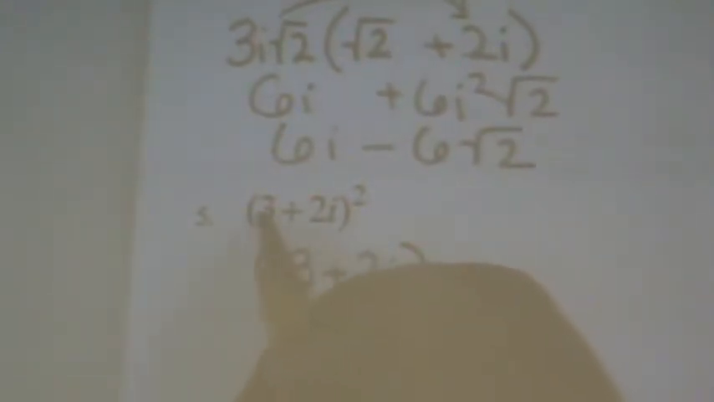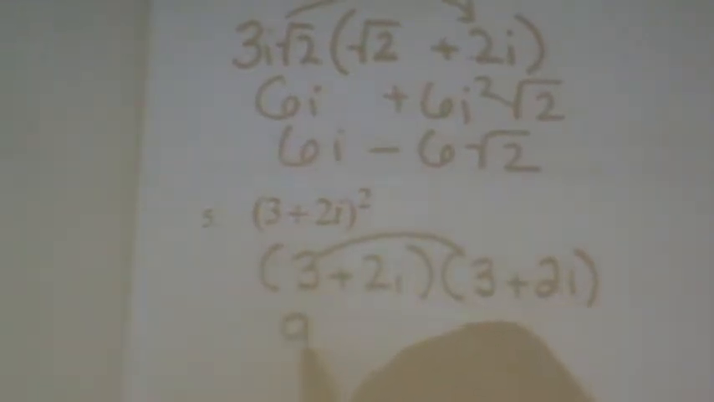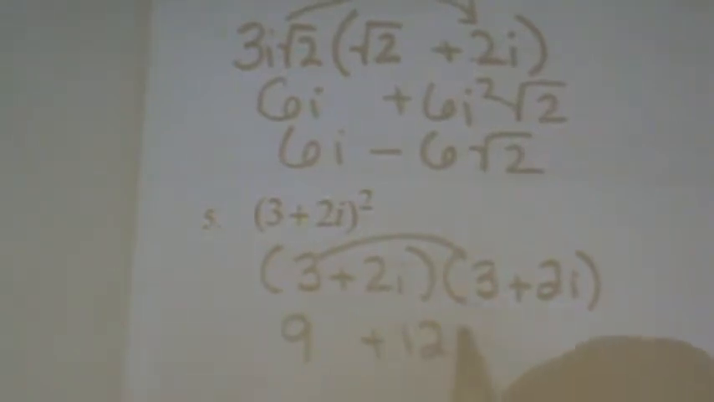Next one, some people can do the shortcut. You square the first term, you multiply these two together times 2, and then square the last. But if you can't, you have 2 of these quantities. You're going to FOIL. 3 times 3 is 9. You have 6 and 6, you have 12i, and then you have 4i squared, and i squared is -1, with a 9 is 5.